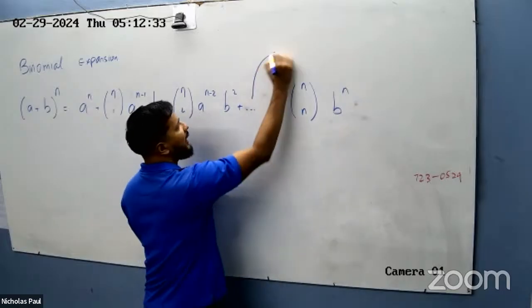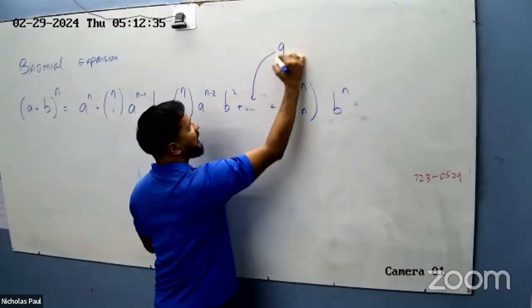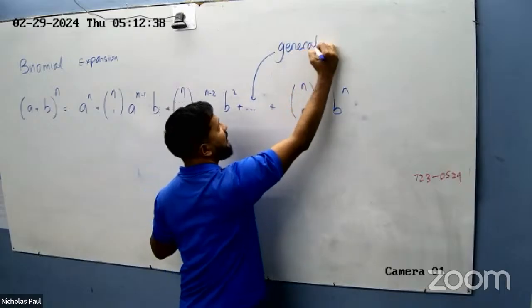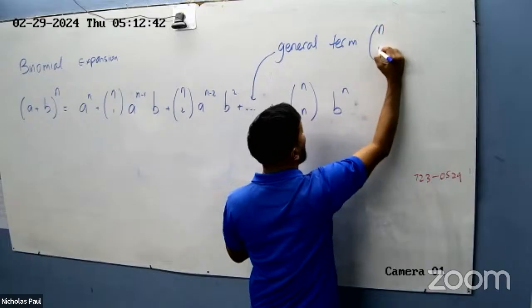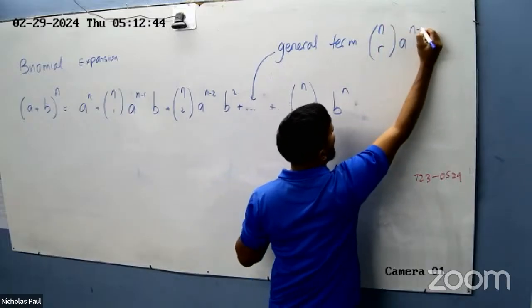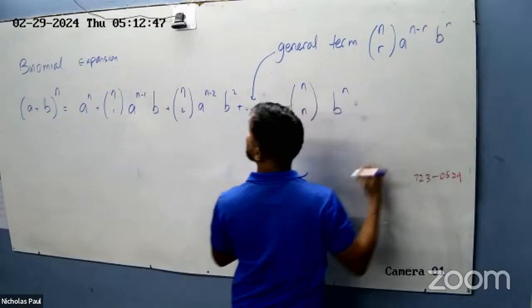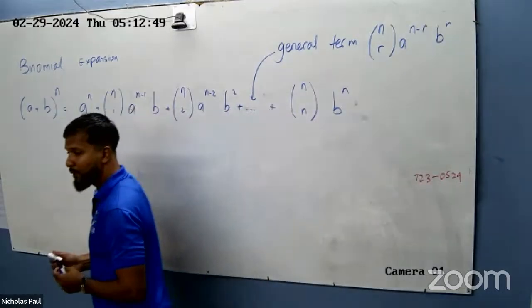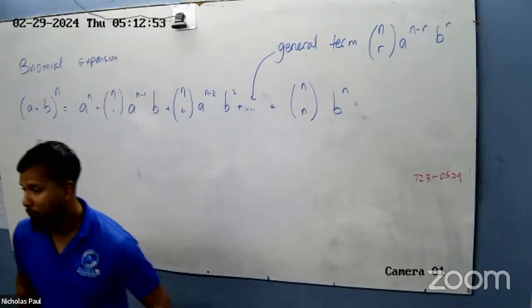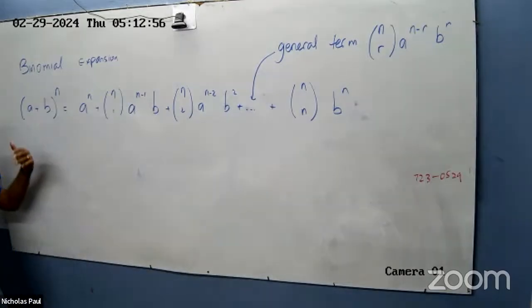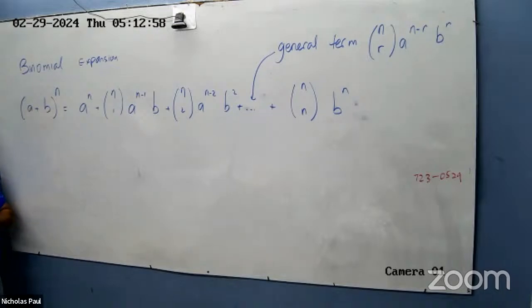And in the middle here, I want you to remember what we call the general term. The general term is nCr a to the n minus r, b to the r. All right? This here is your binomial expansion. And you use this when n is a whole number. When n is negative or a fraction, we can't use this. I'll show you what to do.